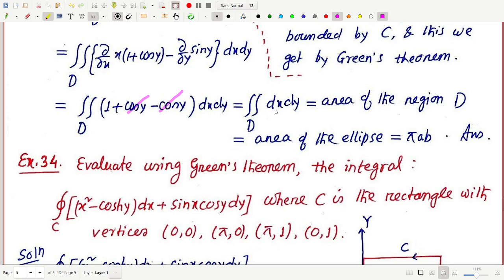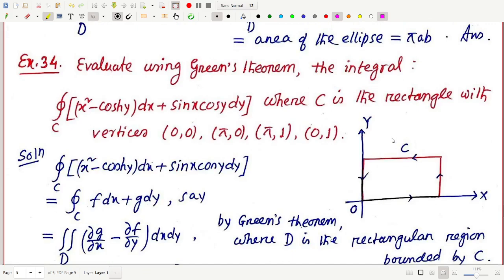it is nothing but the area of the region D, so that is the area of the ellipse. But the area of the ellipse we know is pi ab, where a and b are the lengths of the semi major axis and semi minor axis, all of you know. So this line integral becomes the area of the ellipse, and it is pi ab. So using Green's theorem we have found it easily.